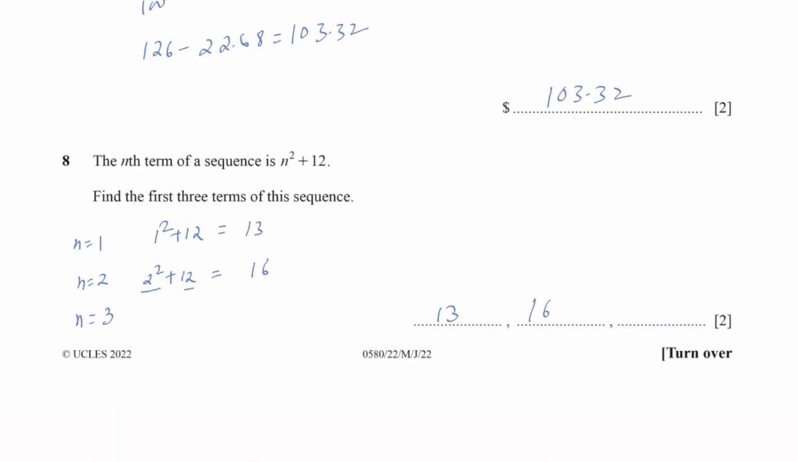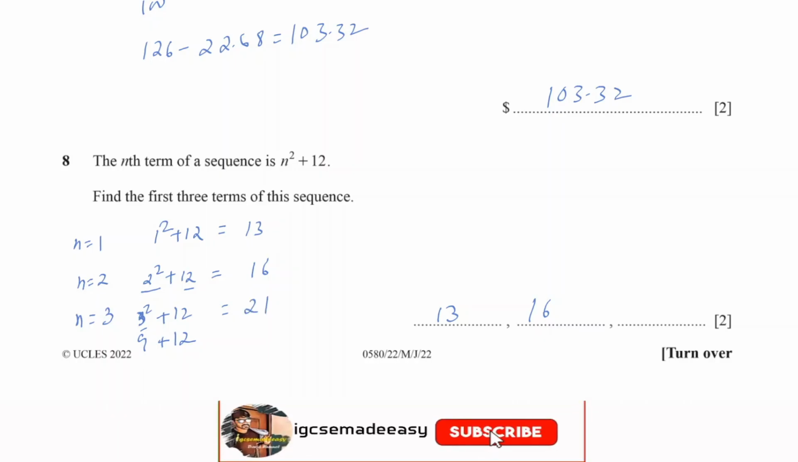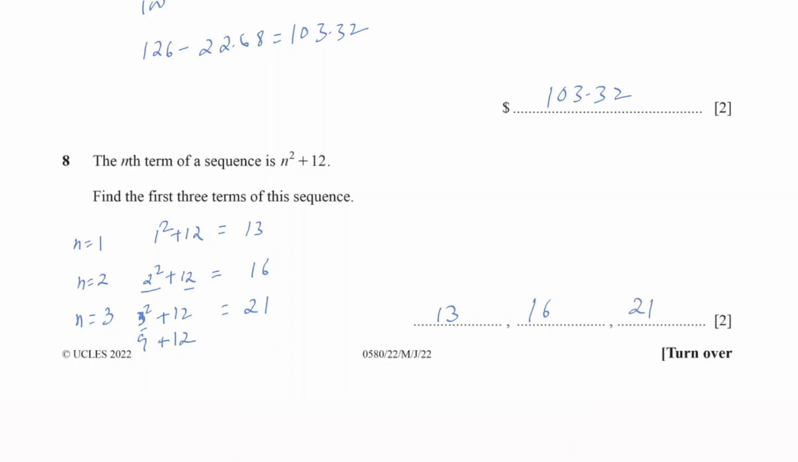If n is 3, so 3 squared plus 12. 3 squared is 9. So 9 plus 12 is what? 12 plus 10 is 22, 22 minus 1 is 21. So 3 squared plus 12 is 21. So that is the third term. So let's move on.